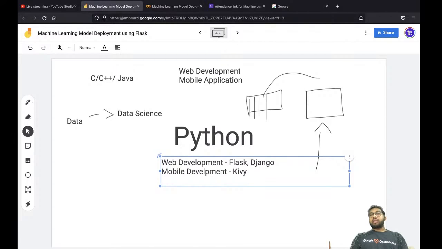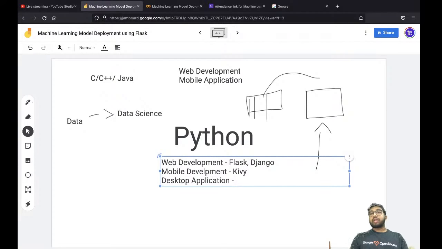If you say that, okay, that's perfectly fine. Web is done, mobile is done. Can I make a desktop application? Can I make software for a desktop application? You must have seen that when you install some kind of software, let's say Photoshop, you get an entire interface on your desktop only, right? Because it's not a web application. It's not a mobile application, but it's a desktop application. Can I do it with Python?